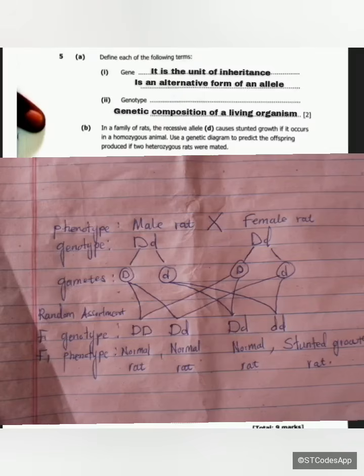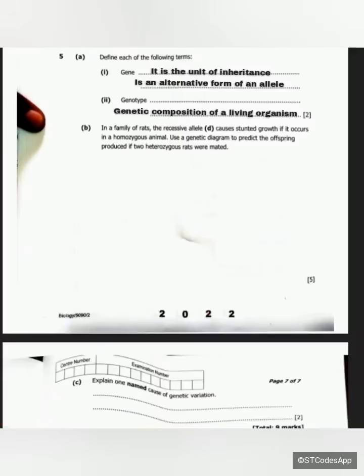Okay, so let's move on to the last one, which is question C. Question C is saying, explain one named cause of genetic variation. So the first one here, I'm going to say mutation. Now, what is mutation? You need to ask yourself. Here we need to explain what mutation is.